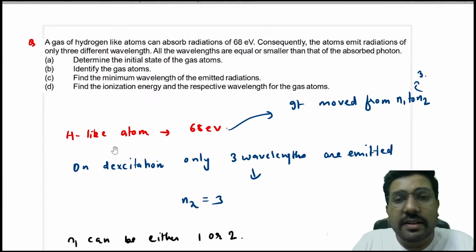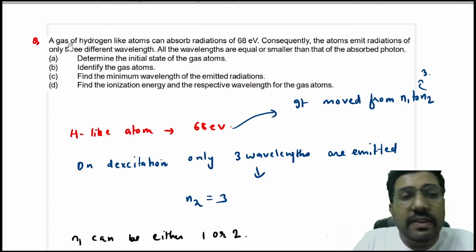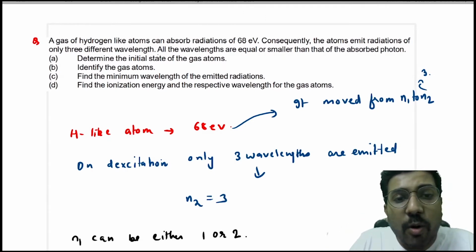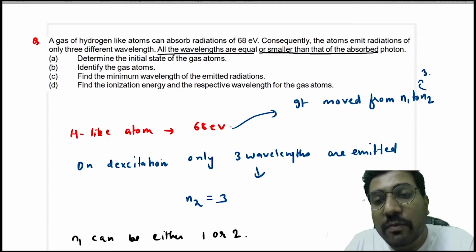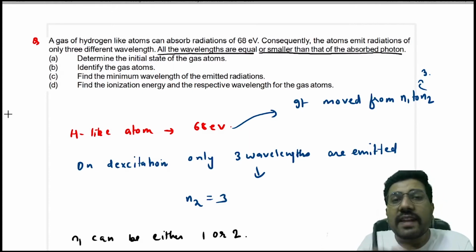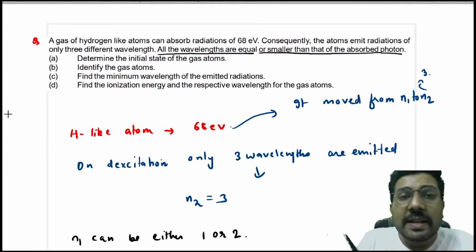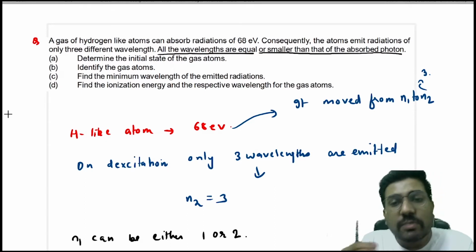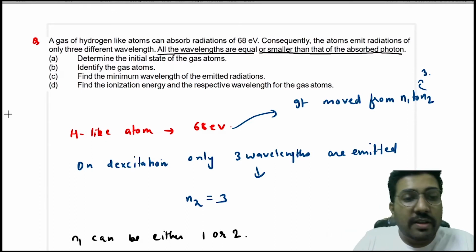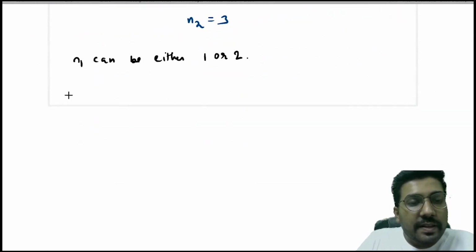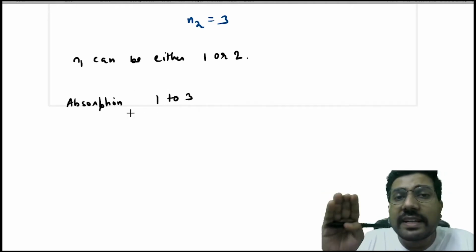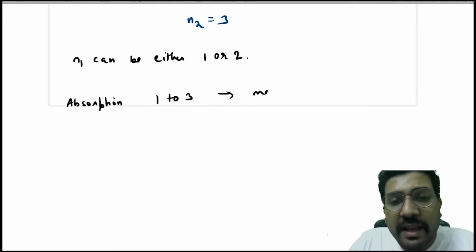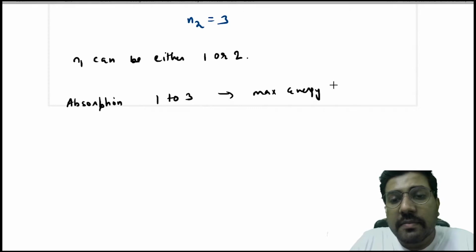Now let us see what they have given you in the next line. This is very important. All the wavelengths are equal to or smaller than the absorbed photon. That means whatever wavelength the excited atom is emitting is smaller than or equal to that of the absorbed photon. So now absorption, if 1 to 3, because you know that the final state is 3, then you will say it will have maximum energy and minimum wavelength.